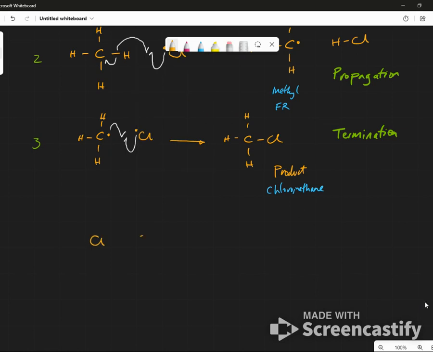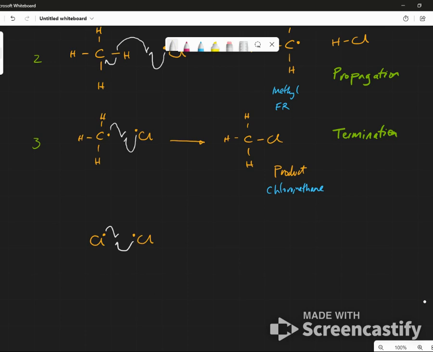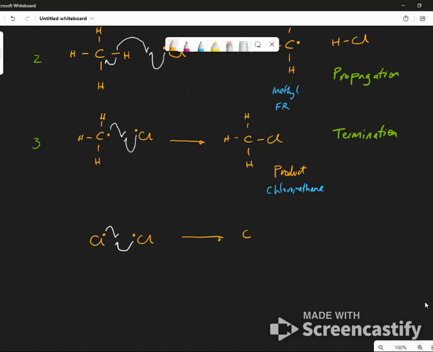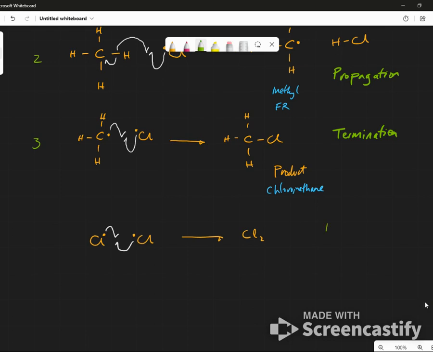A chlorine free radical bumps into another chlorine free radical like this. One electron goes there, one electron goes there. And what are they going to reform? I'm sure you can see. They're going to reform chlorine. Okay, now it's not very interesting, is it? But it is another termination step.